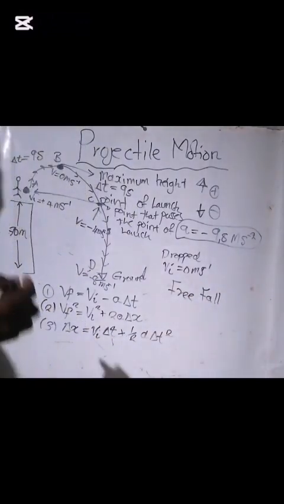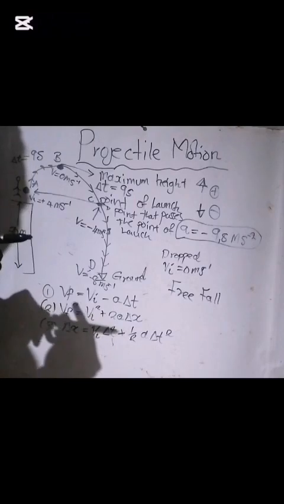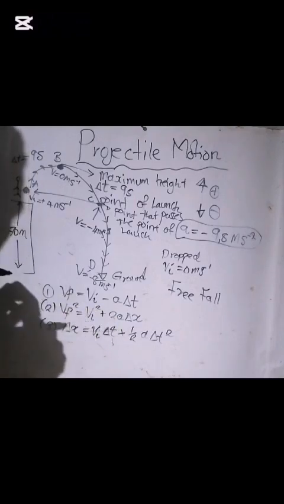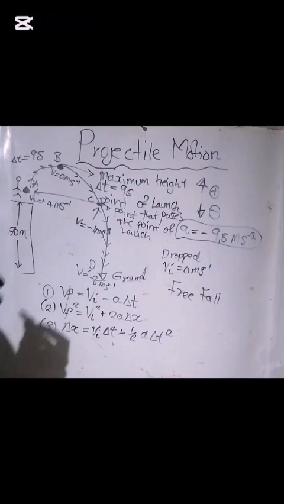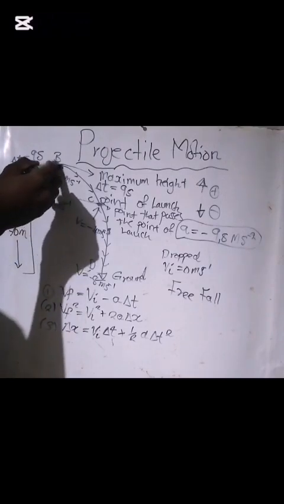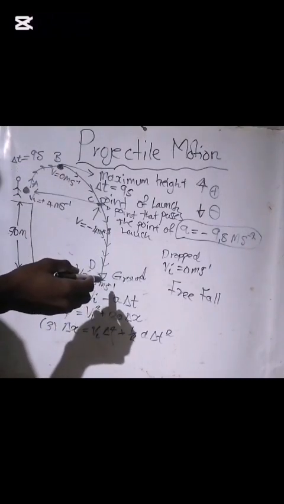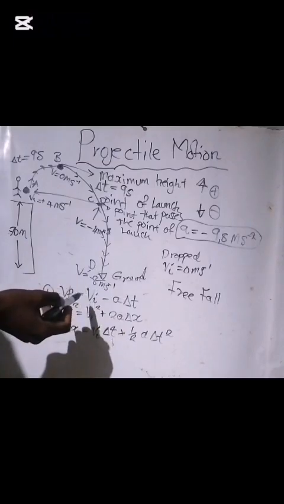Free fall, they will say define it in your exam. Free fall is a motion of an object under which the only force acting on it is the force of gravity. So here the ball was moving downwards, caused only by the force of gravity.